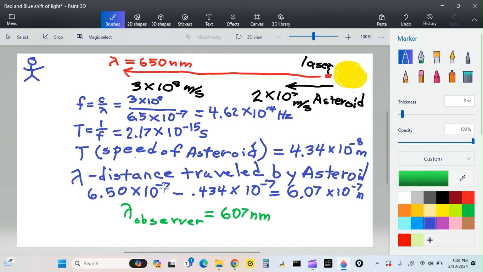So if we take those two values and find the difference between them, we'll see how long the new wavelength is. And the new wavelength is shorter by 6.07 times 10 to the minus 7. That gives the frequency by the observer of 607 nanometers. Now I've done this in green because the frequency should be something closer to a green value. And actually what we've done is shift towards the blue. So let me look that up and give you one more view of this before we close out on this topic.